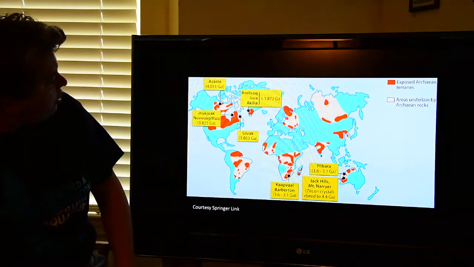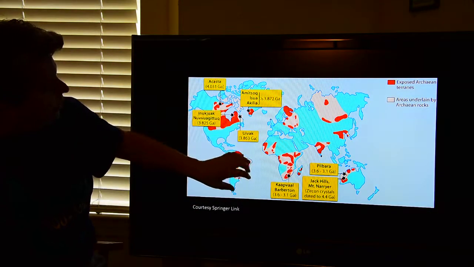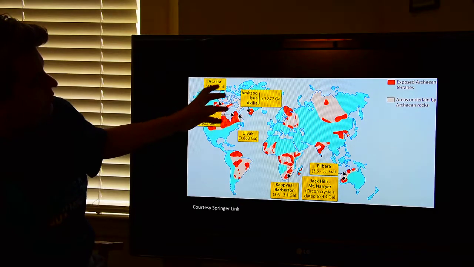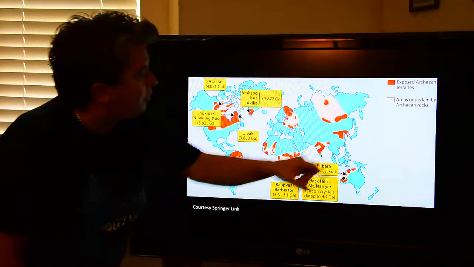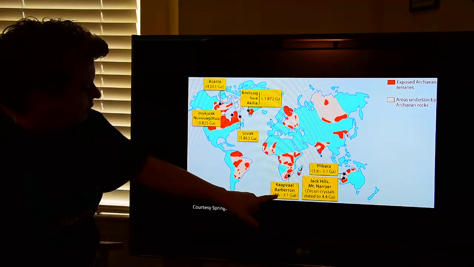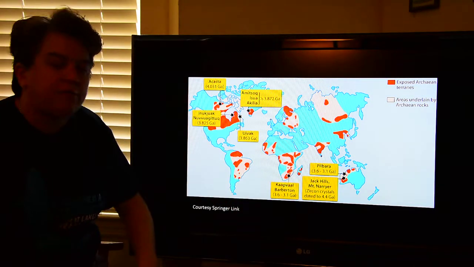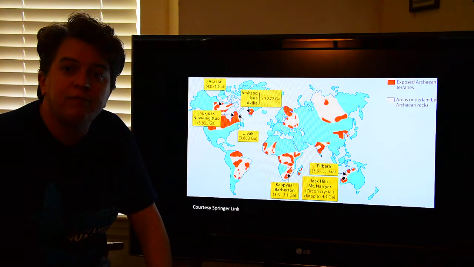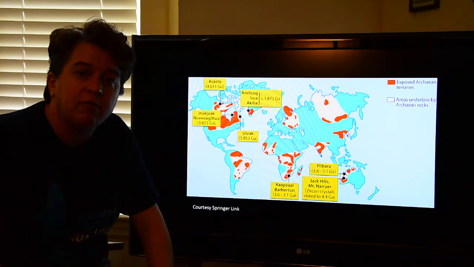And this is just showing you some of the old areas, the oldest parts of the planet. Those are the Archean terrains, some of the oldest areas. And these are showing some of the dates that are gotten from those very, very old rocks on Earth.